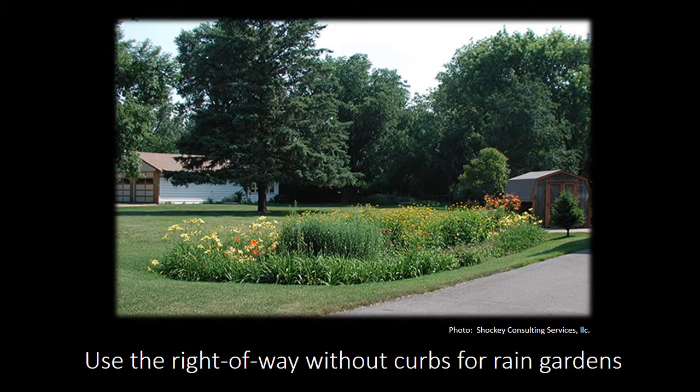In neighborhoods where it is not feasible or desirable to have curbs and sidewalks, rain gardens are still an effective way to slow down and soak in rainwater runoff. This is an example of a rain garden planting along a street without a curb. Rainwater runs off of the street into the garden.